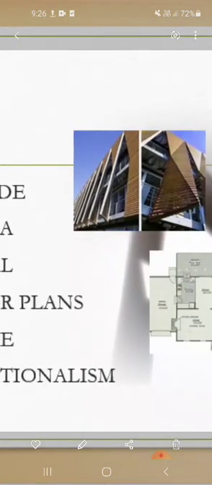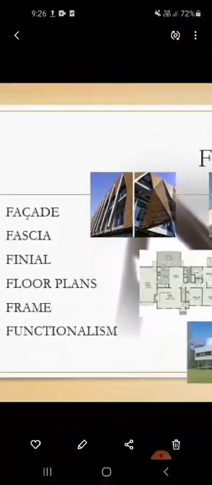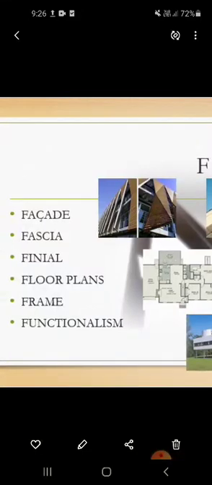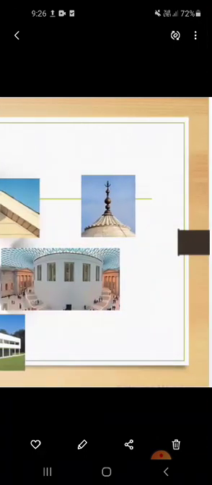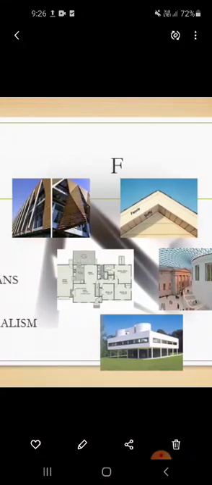Okay. Now we have functionalism. This has got many questions for you guys. Form follows function. This is a famous quote by a famous architect. I'm not telling who the architect is. If you know the answer, form follows function, who said these words? Do comment. Let me check who knows the answer.